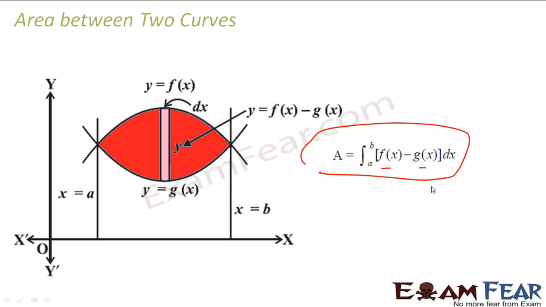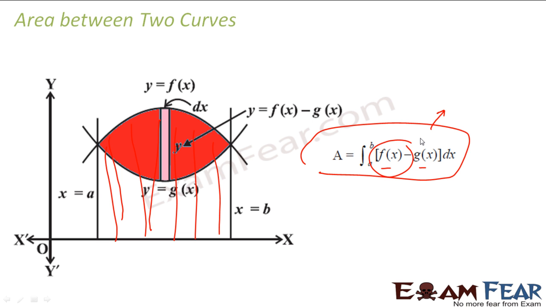Why is this the formula? If you find the integral of f(x) dx, it will be this whole area, this guy. And the integral of g(x) dx will be nothing but the one in the white area. So if you subtract the white area from this whole thing, what you get is the area between the two curves, and that's how you get this equation.